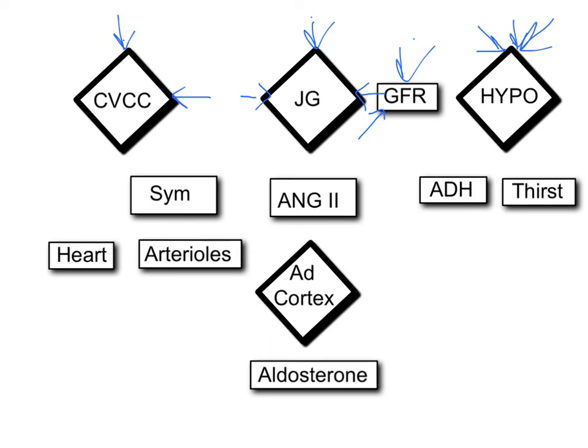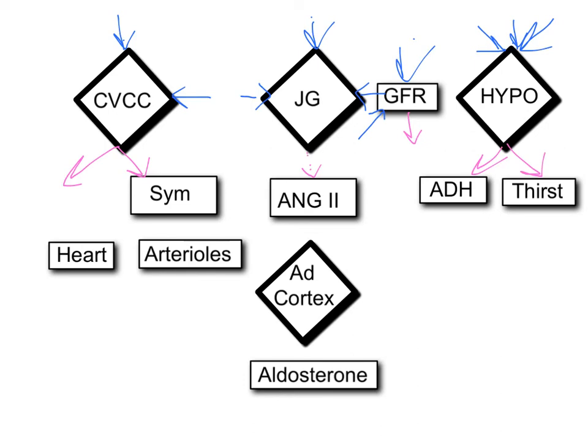Okay, so going out, we have sympathetic. Okay, also parasympathetic. So we have 2 outputs from the cardiovascular control center. And we have the JG cell doing the little dashed line to angiotensin. GFR is just doing its thing, conserving blood volume. And ADH and thirst for the hypothalamus. Angiotensin 2 we'll look at, and sympathetic we'll look at in a second.